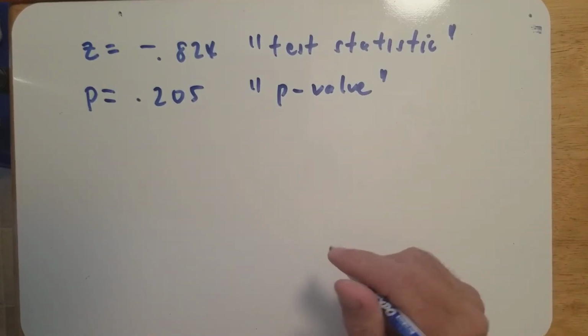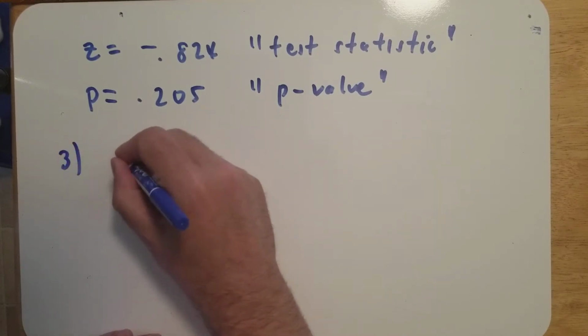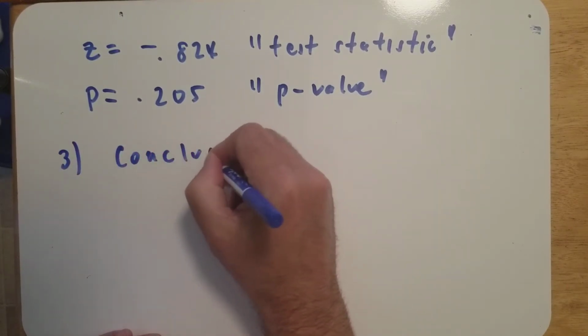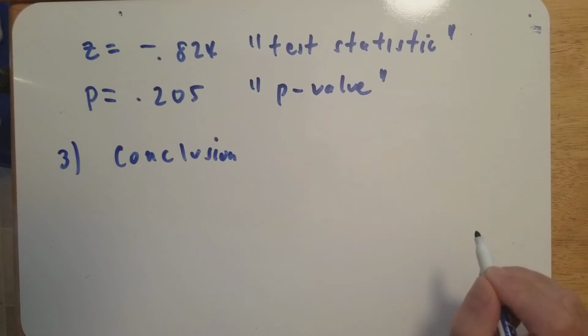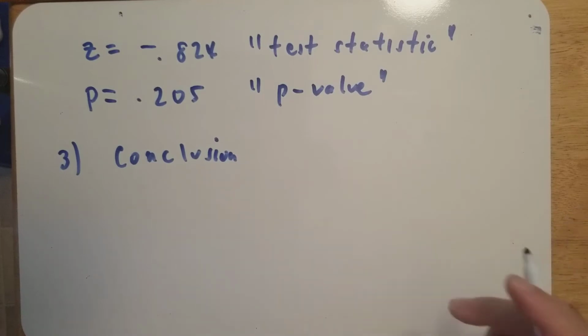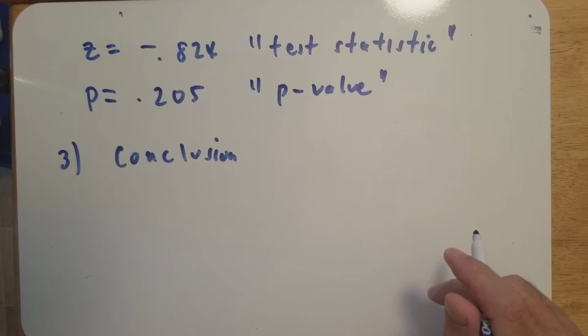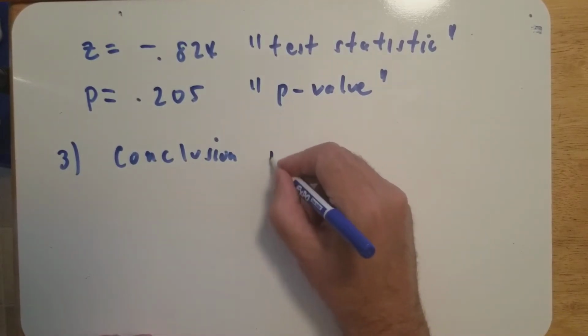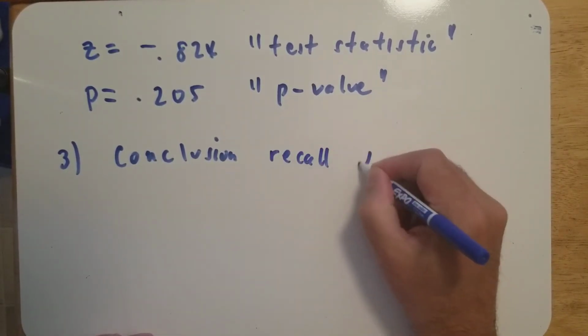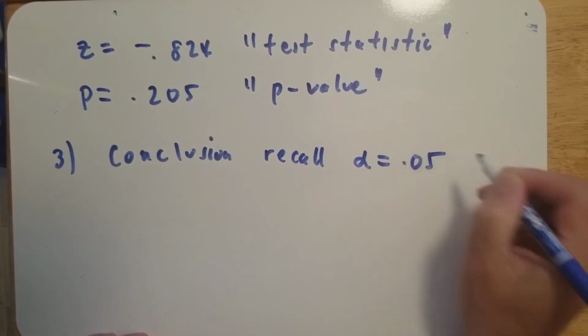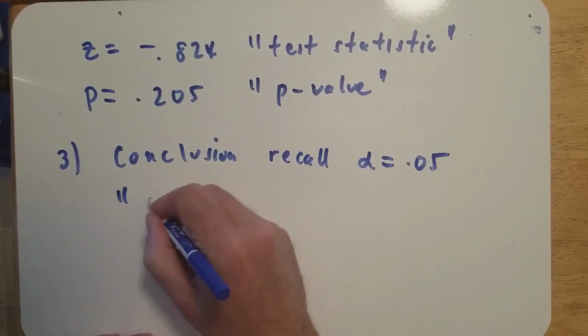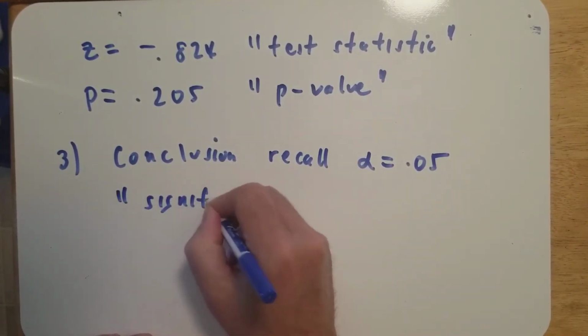Once we get the information from the calculator, we can draw our conclusion. And the conclusion is based on two things. And this is where, in the beginning of the question, there was that alpha equals 0.05, which I haven't mentioned at all yet. Recall, alpha equals 0.05 is what they call the significance of the test.